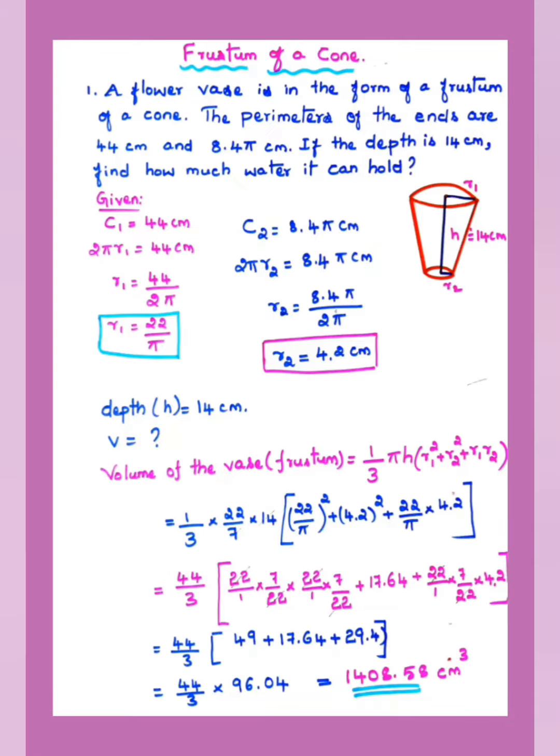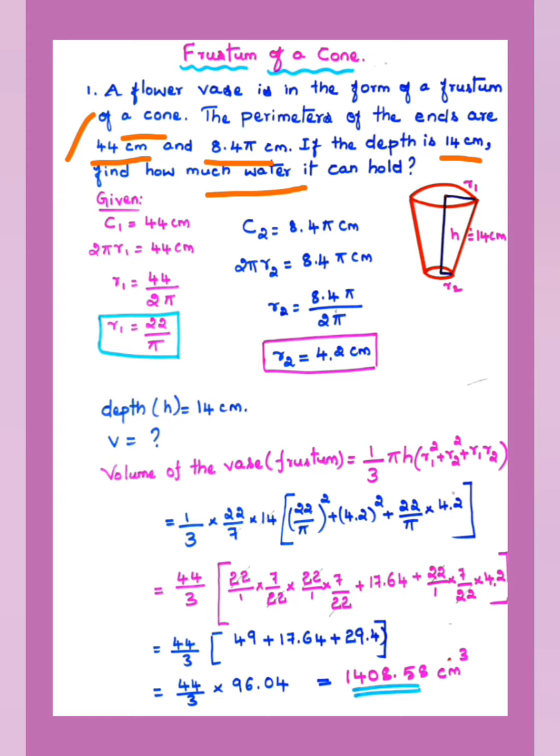So now let us solve a few sums based on frustum of cone. A flower vase is in the form of a frustum of cone. The perimeters of the ends are 44 centimeter and 8.4 pi centimeter. If the depth is 14 centimeter, find how much water it can hold. How much it can hold means we have to calculate the volume. Okay, how much it can contain. And a rough diagram you can draw. Flower vase.